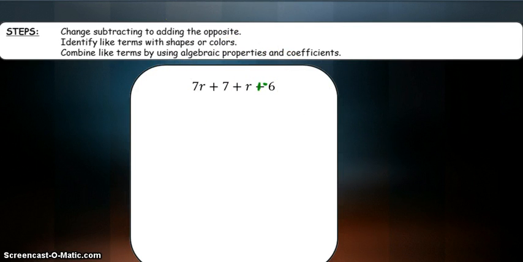Alright, we're going to identify our like terms. Here we have a 7r. I'm going to put a box around it. That's 7r, that variable part is r. Is there anything else in this expression that has a variable part of r? Well, r does. Then we have a 7. This one has no variable part. Is there another term that has no variable part? The negative 6.